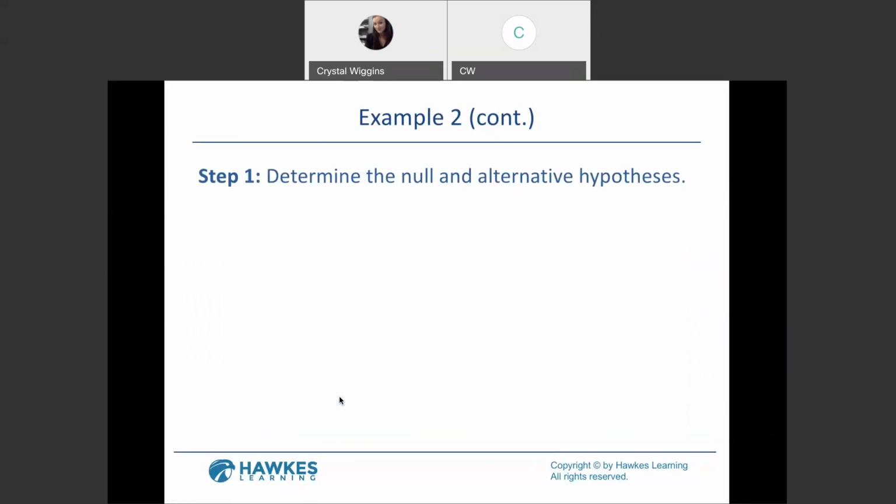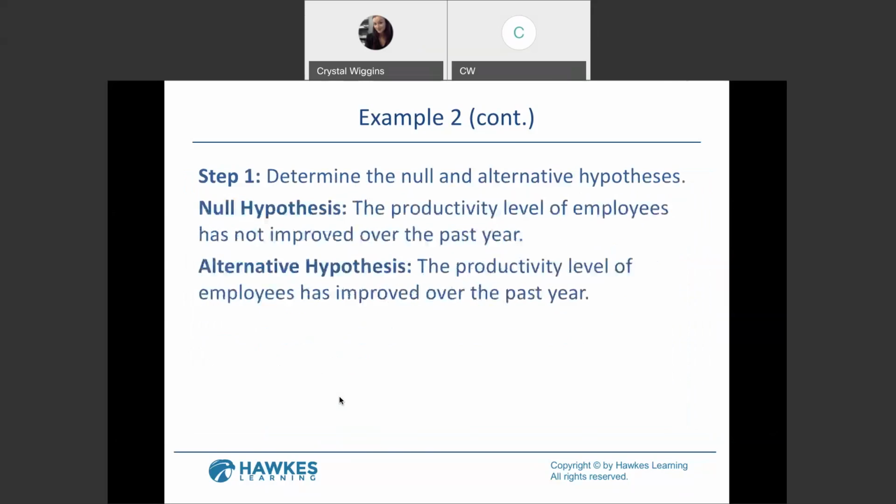Okay, so the first thing we want to do is determine the null and the alternative hypothesis. So the null would be that the productivity level of the employees has not improved or hasn't changed. The alternative is that it has improved. Okay, because he's only focused on one change, the improvement, not improvement or the fact that they're doing worse, we have a one-tailed test for this test.